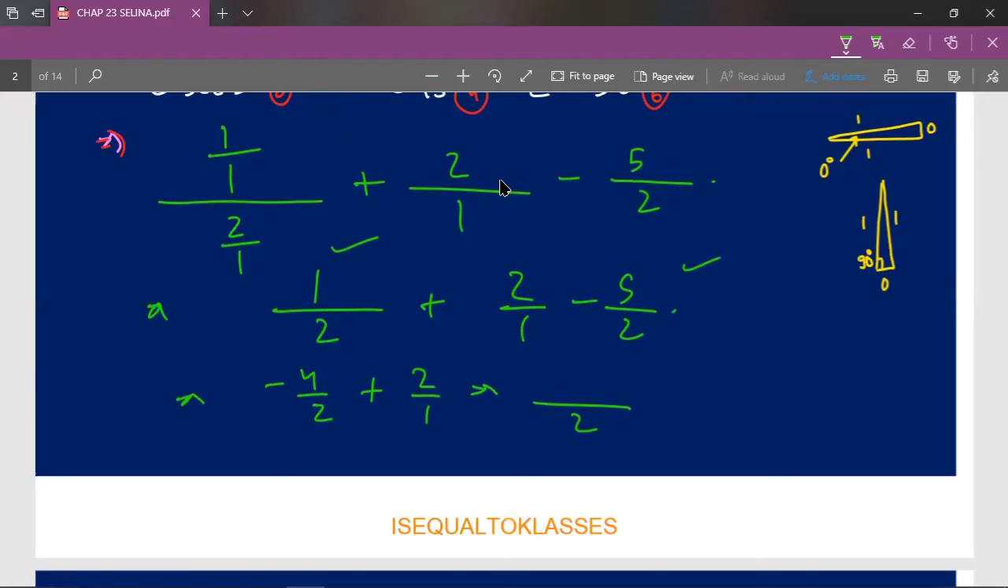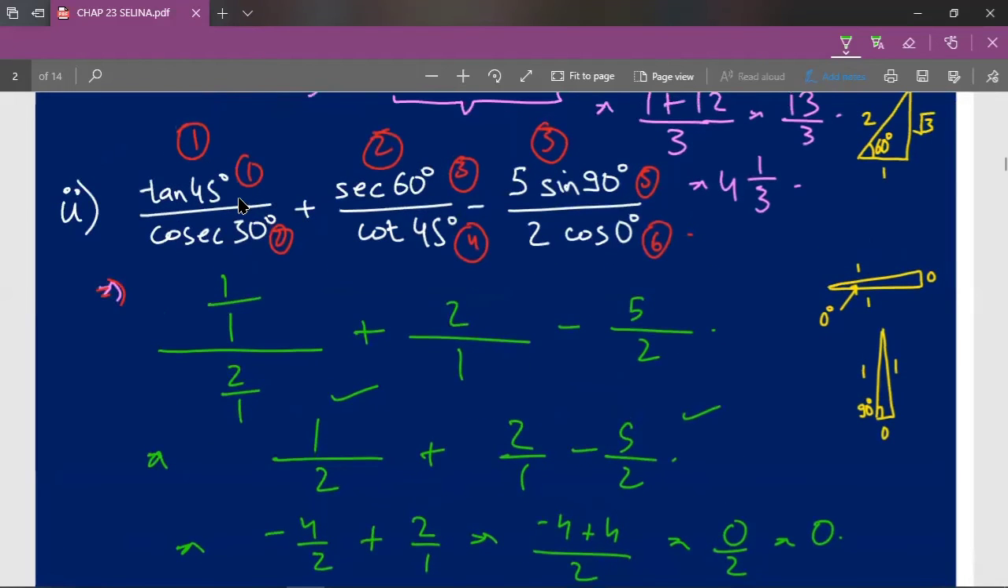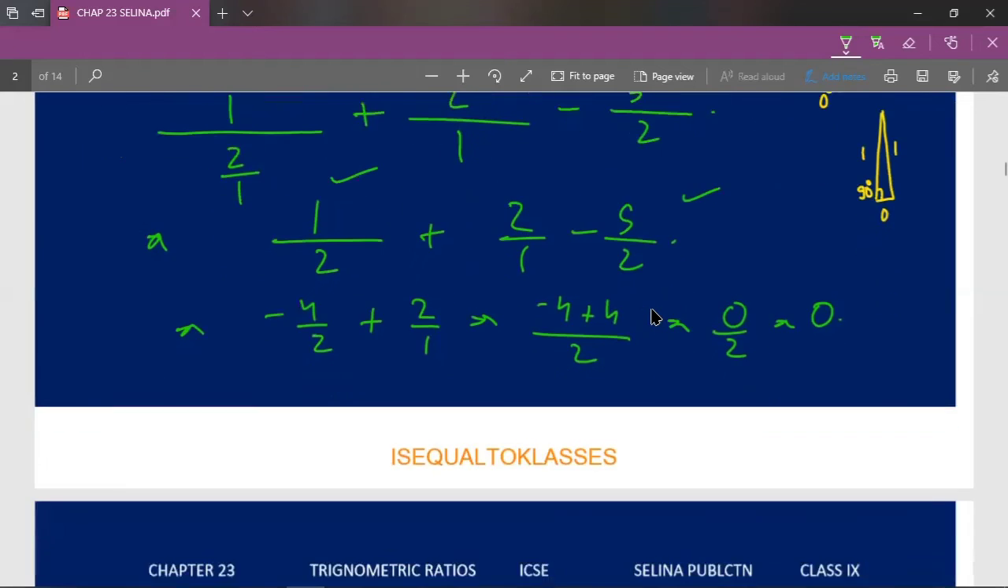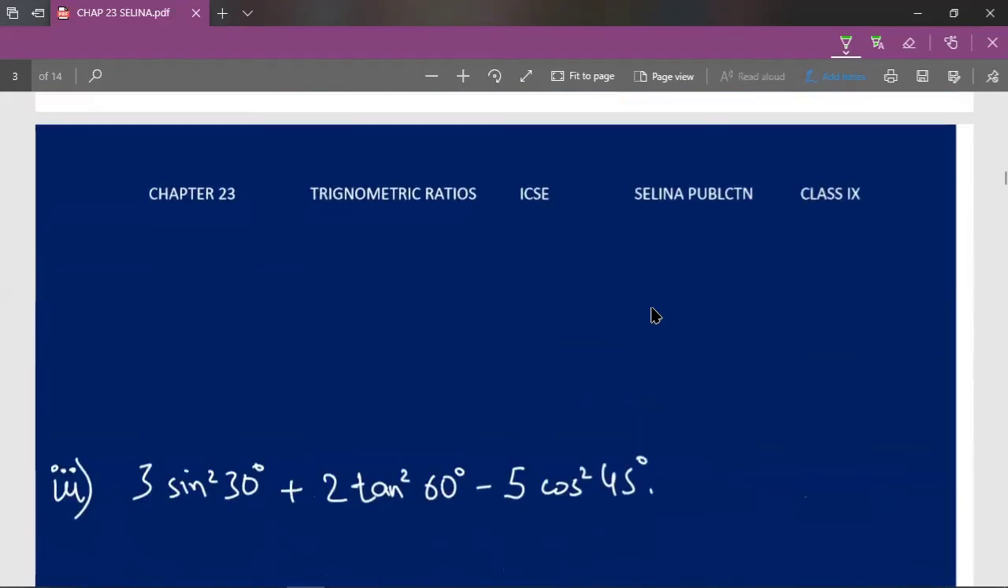So 2 ones are 2. Therefore, minus 4 into 1 is minus 4, plus 1 into 2 is 2, so 2 into 2 will be 4. So minus 4 plus 4 will be 0 upon 2, and 0 divided by any number will be equal to 0. So our final answer will be equal to 0 for this big monster. See, it's that simple, so no need to worry. We'll move on to a final question.